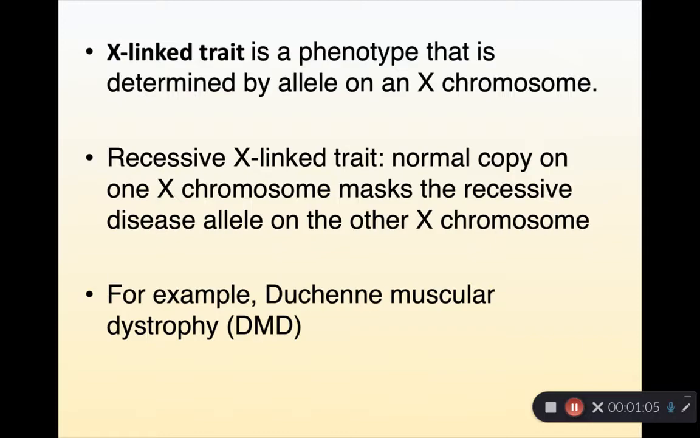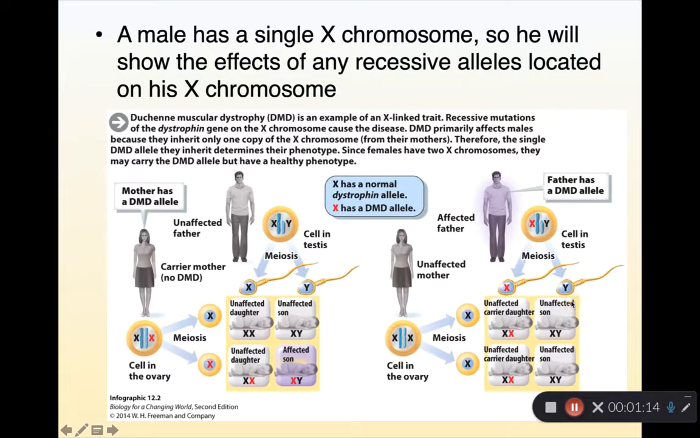So a primary example of this is looking at a specific type of muscular dystrophy called DMD. Your book does a really great job of explaining and understanding how this inheritance of this X-linked recessive trait can be passed on and affect males.